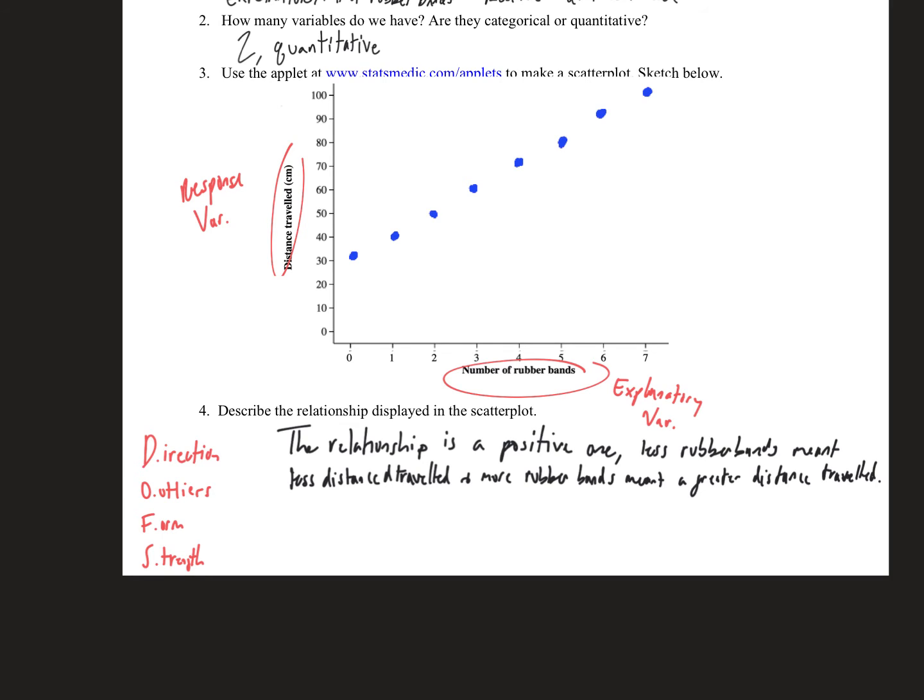Outliers. I don't really have any outlier here. If you saw something along the lines of something way out here, you would just mention that there seems to be an outlier at 2 rubber bands, only going 10 centimeters or something like that, but we don't have that. So there appear to be no outliers is what I would say.